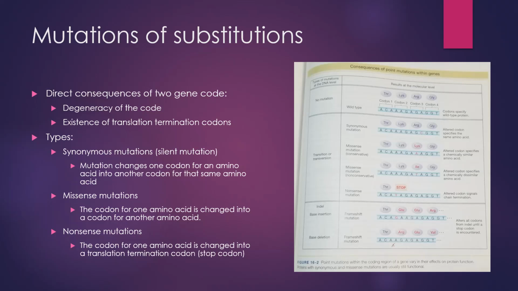The final type of mutation is nonsense mutations. These mutations are defined as a codon for one amino acid being changed into a translation terminating codon, or a stop codon, that can lead to premature termination of the translation and have considerable effects on protein functions.